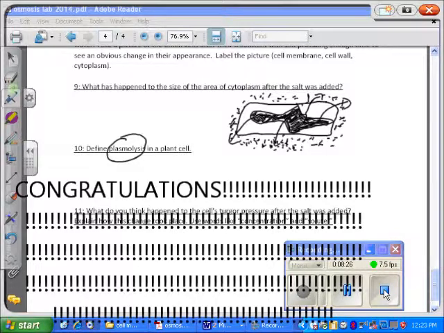And you have finished the lab. Make sure you add your pictures and label everything and answer every question.